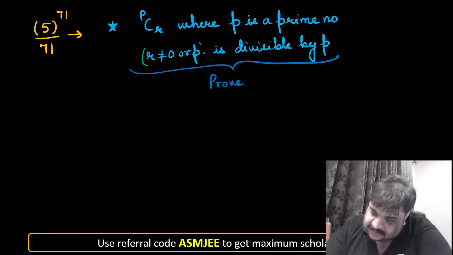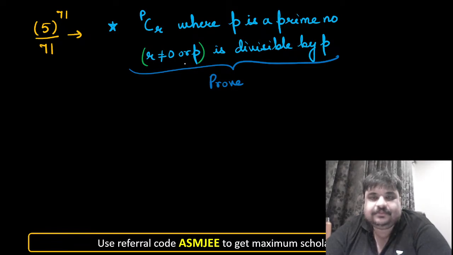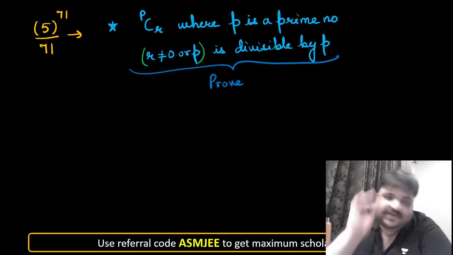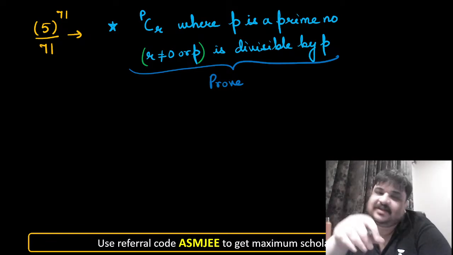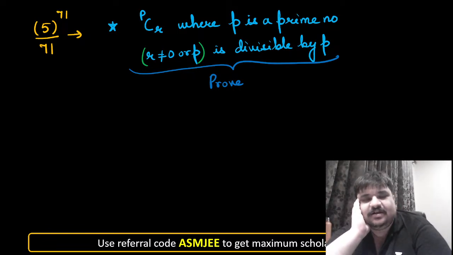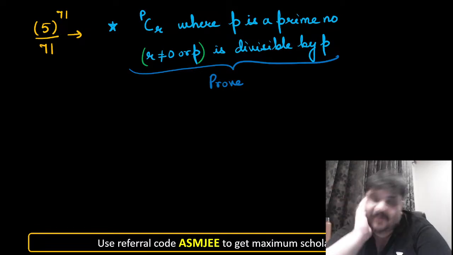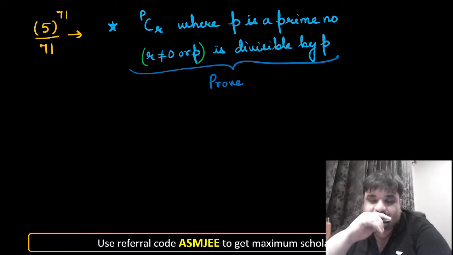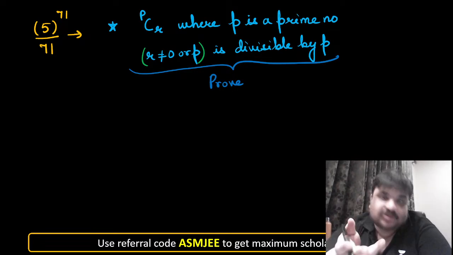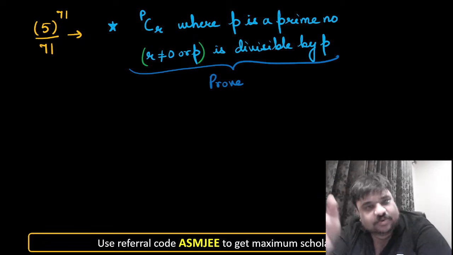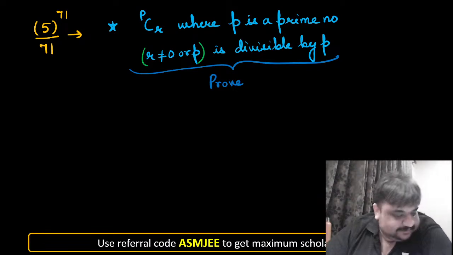So every PCR, where P is a prime number and R is neither 0 nor P, is divisible by P. Like 5C2 is divisible by 5, 5C3 is divisible by 5, 5C4 is divisible by 5, 5C1 is divisible by 5, 5C0 is not, and 5C5 is not. 13C0 is not divisible by 13, 13C13 is not divisible by 13, but 13C1, 13C2, 13C3 all are divisible by 13.